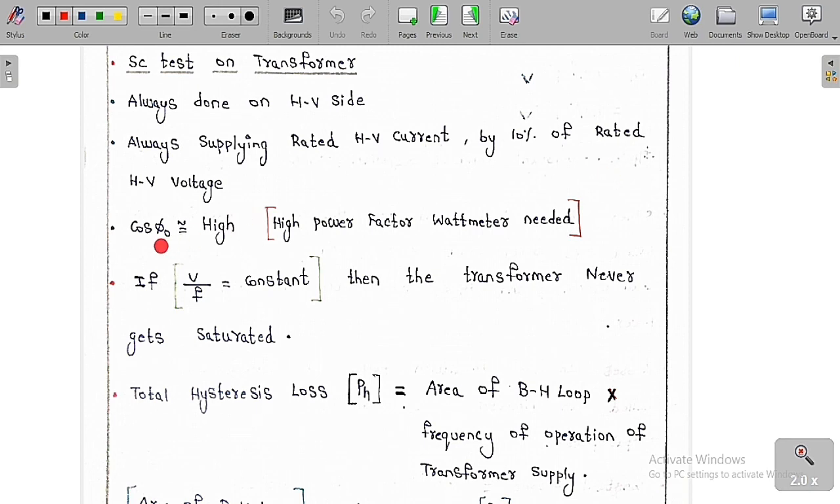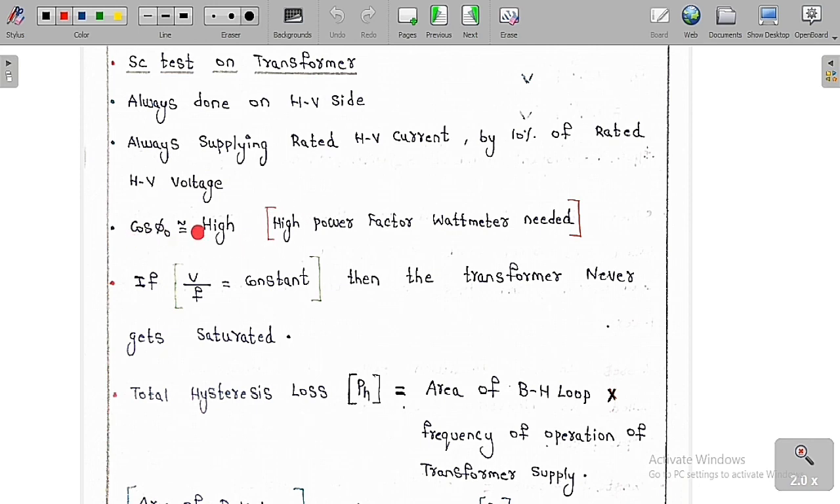And I already told you, now the power factor is very high. Therefore a high power factor wattmeter is needed to measure the amount of power consumed in this test. The power consumed during this test is called the copper loss. Because we are passing the full load current, the copper loss here is basically the full load copper loss.